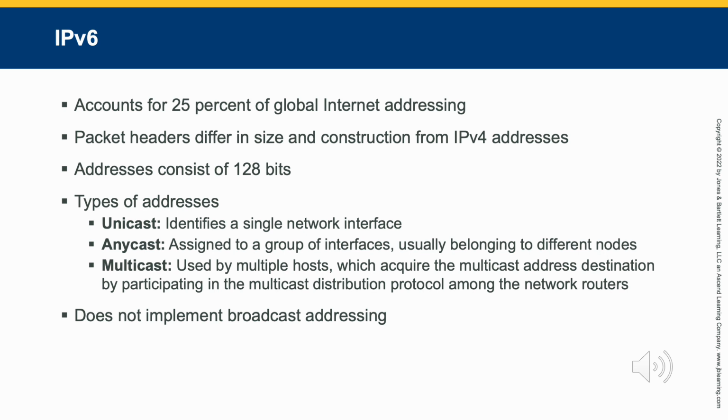The types of addresses are unicast, which identifies a single network interface; anycast, assigned to a group of interfaces usually belonging to different nodes; multicast, used by multiple hosts which acquire the multicast address destination by participating in the multicast distribution protocol among the network routers. IPv6 does not implement broadcast addressing.